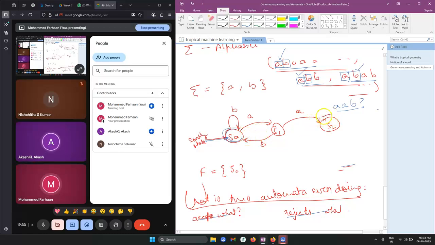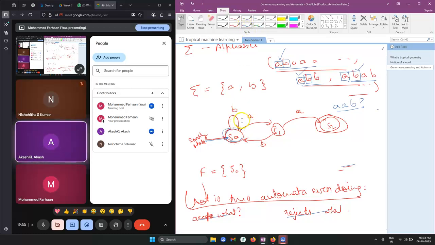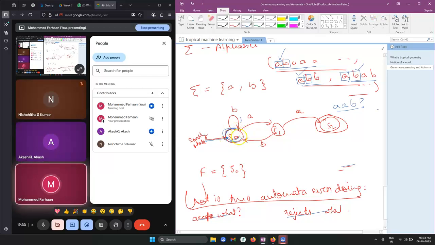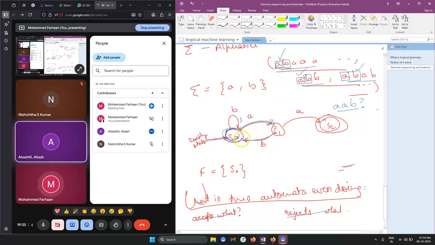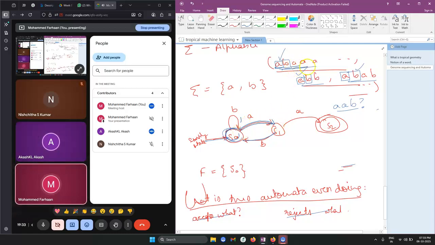Now if S2 was my accept state instead, let's reevaluate these words. So let's take the first example. Okay. So we start in S0 with an A. We go to S1 with a B. We go back to S0. With an A, we go back to S1. With another A, we go to S2. Our word is accepted again.